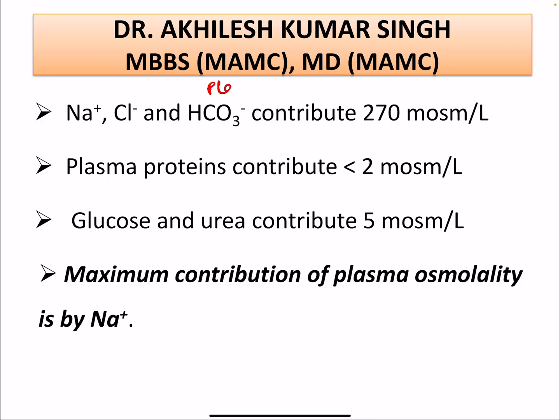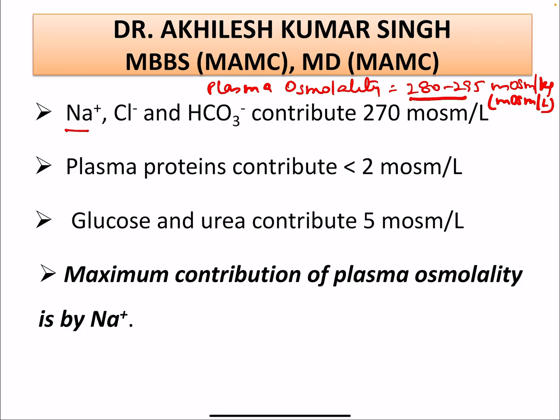So I have told you that the plasma osmolality equals 280 to 295 milliosmoles per kg, or milliosmoles per liter of the water. Out of this 280 to 295, the sodium ion, chloride ion and bicarbonate contribute 270 milliosmoles per liter. So the majority is contributed by sodium, chloride and bicarbonate.